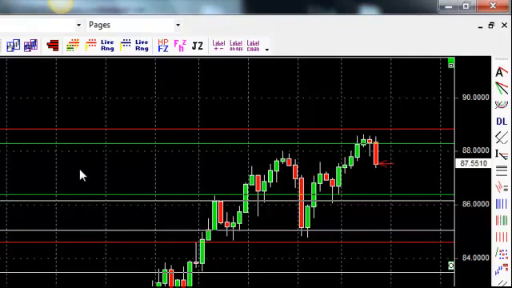But what we're going to do, there's two different ways you can manage these trades. Now, we talk about risk to reward ratio. It's one of the things we talk about. And you can see that we sold at 88.30 and our stop loss was 88.83.